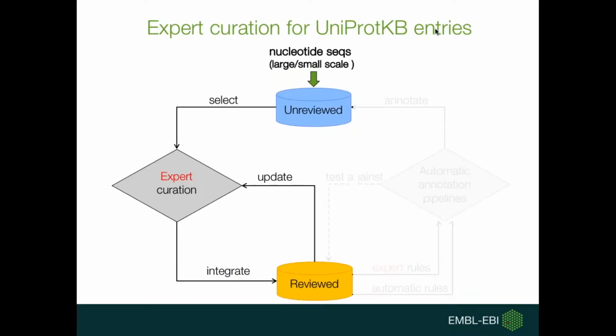So how are the two datasets connected? Starting from the top here in this flowchart, the unreviewed TrEMBL part of the UniProt Knowledgebase, this is where sequences are selected by people, biologists. Then they undergo a process that we call expert curation before they're integrated and end up in the reviewed, the SwissProt section of the knowledge base.